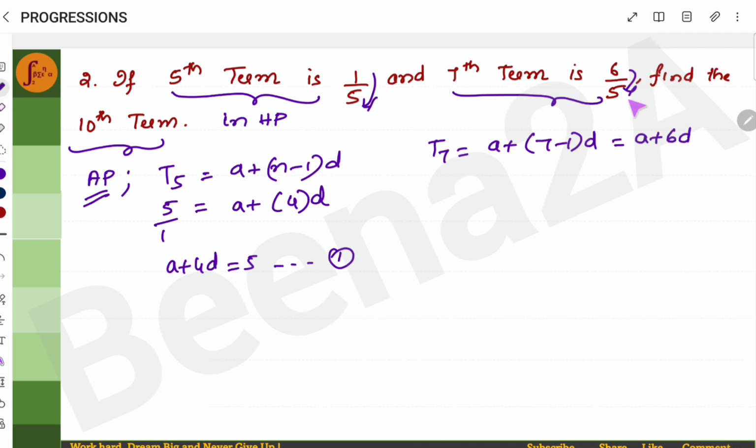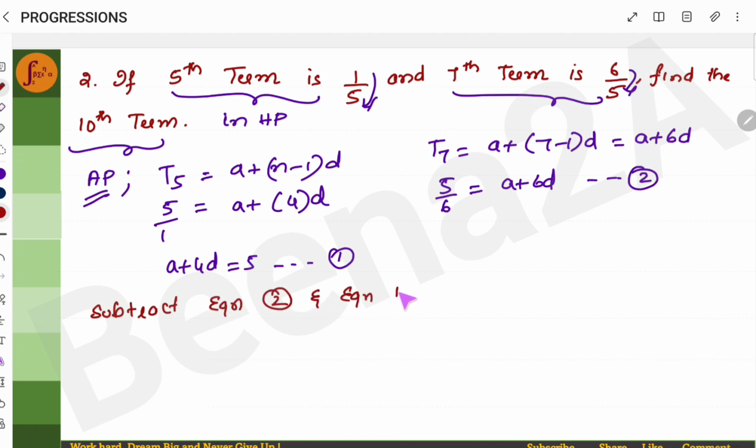What is T7? 6 by 5. Let's take the reciprocal. So it will be 5 by 6. You are reversing the numerator and denominator. 5 by 6 is equal to a plus 6d. This is equation 2. Now we will subtract equation 2 and equation 1. The reason we will subtract is so that we'll get rid of a. A will get cancelled. And then we can find the value of d.